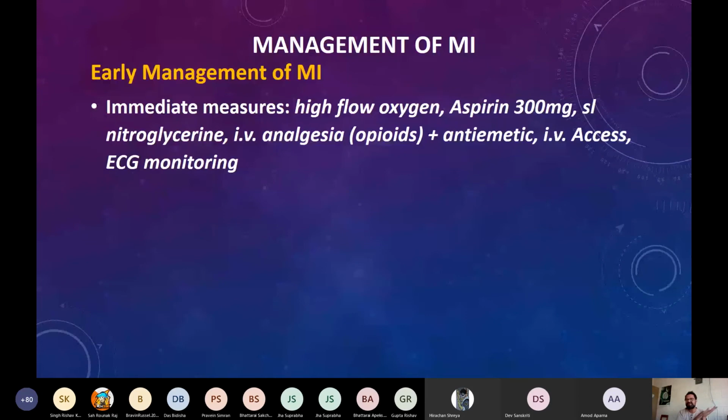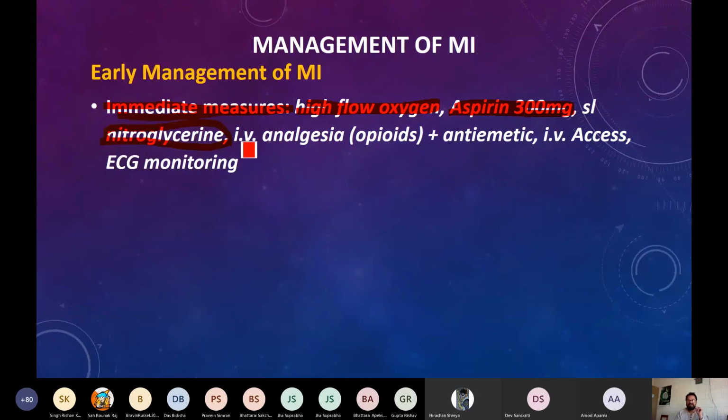For example, I talked about aspirin at the end of those 1 2 3 4 up to 10 methods, but aspirin should be given first. I have now mentioned it here. Immediate measures, what should we do immediately? High flow of oxygen should be given. And aspirin 300 mg, sublingual chewing. And sublingual nitroglycerin should be administered immediately.